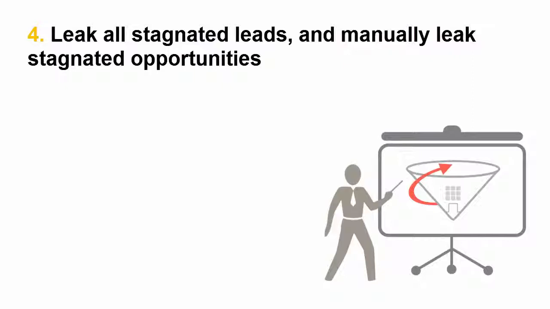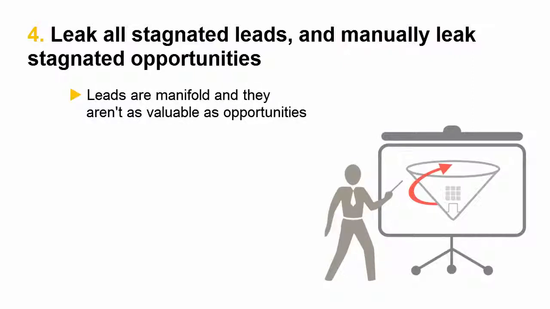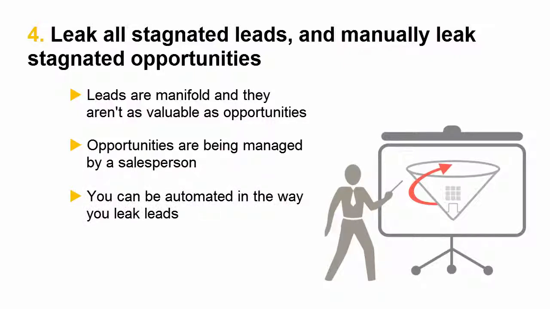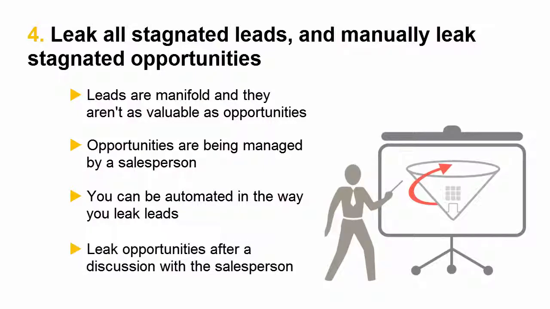The distinction here is that leads versus opportunities: in most CRMs, leads are manifold, there are many of them, and they're not so valuable. Opportunities are being managed by a salesperson normally. So the leads you can afford to be automated in the way that you leak them. If they've been alive for longer than is normal, leak them immediately. Whereas an opportunity, you want to do that by discussion and negotiation with the salesperson. And that's normally a conversation for the sales manager to have with the salesperson.